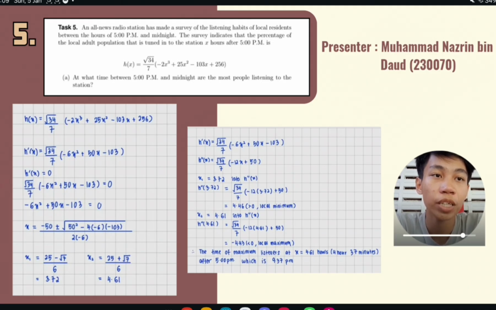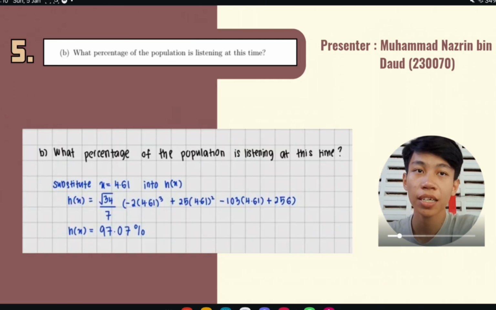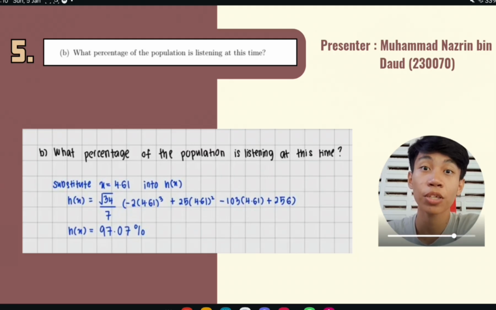Thus, the time of maximum listeners is at x equals 4.61 hours, equivalent to 4 hours and 37 minutes after 5 p.m., which is 9:37 p.m. For question 5b, it asks what percentage of the population is listening at this time, which refers to the maximum time. So we substitute our x value equals 4.61 into the original function and get the final answer of 97.07%. That's all for task 5.